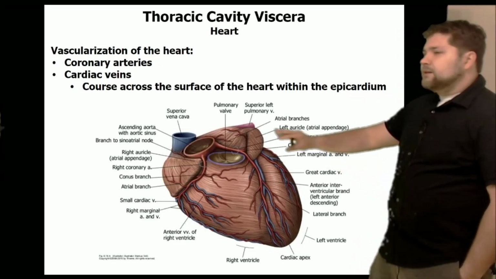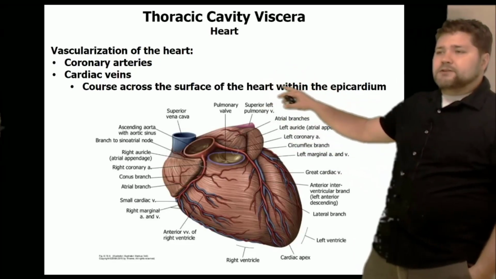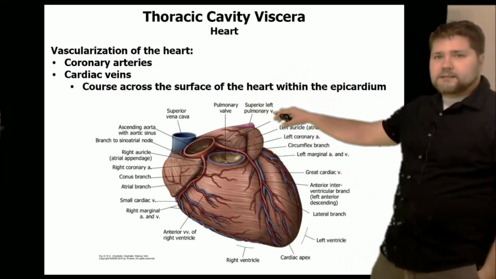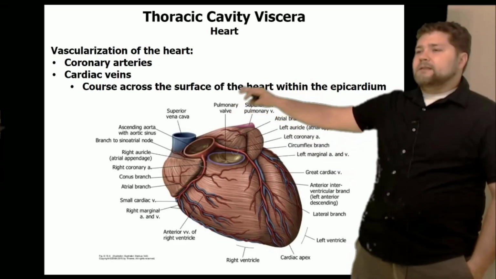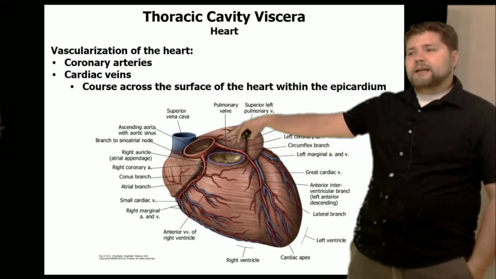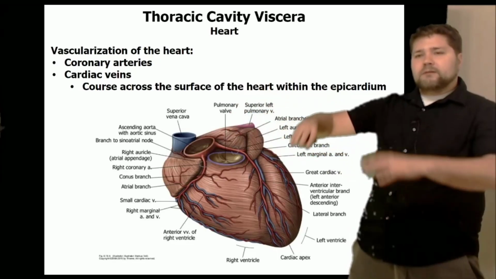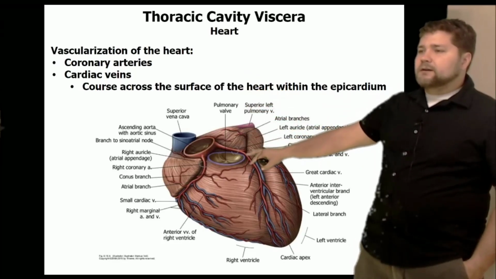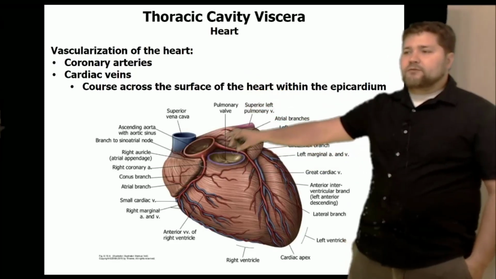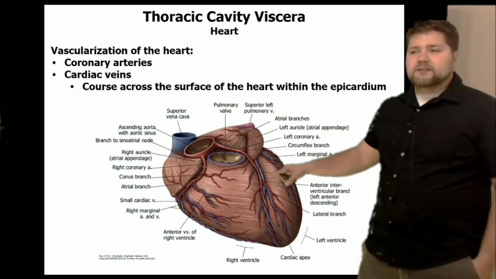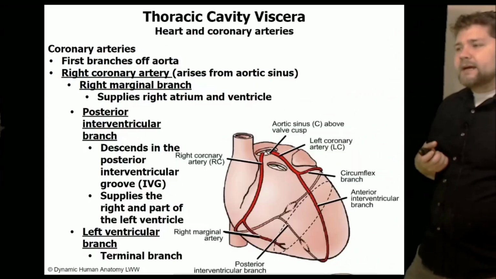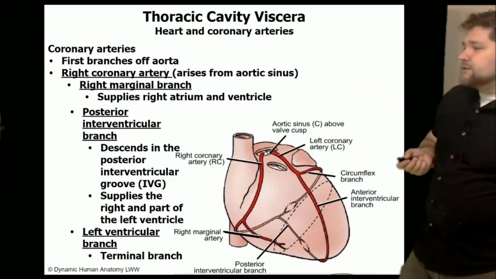The primary source of vasculature to the heart is the coronary arteries. Looking at that, those coronaries are going to return blood via the cardiac veins. And so those are all going to be spread out. If you look at the surface of the heart, you're going to see these arteries and veins spread throughout, but there is method to their madness. So let's take a look at the coronaries first.